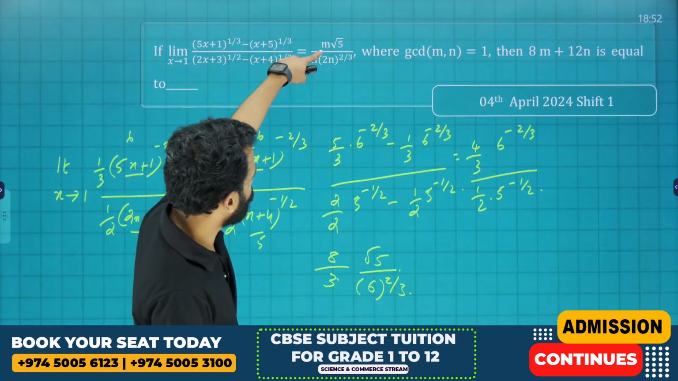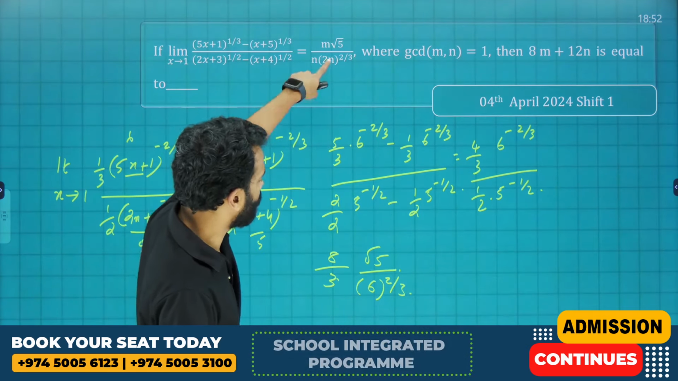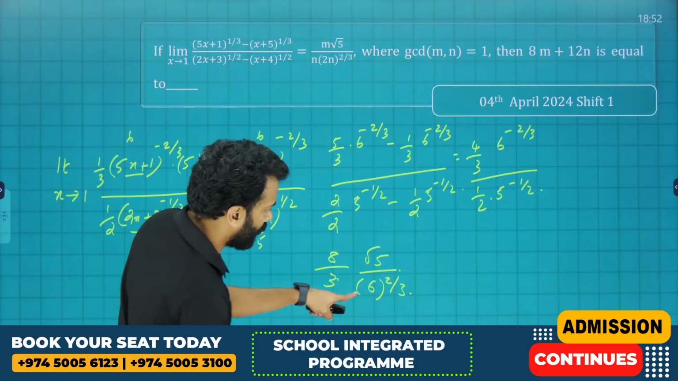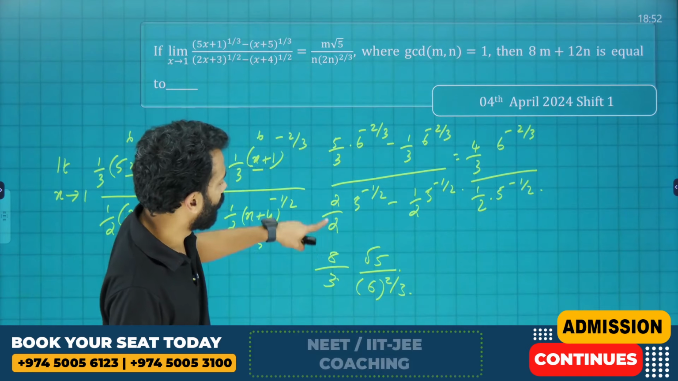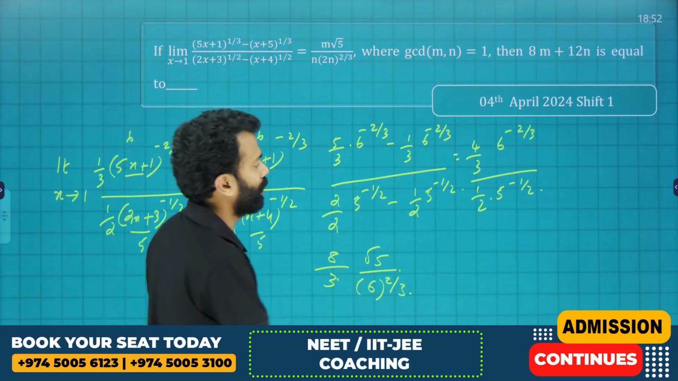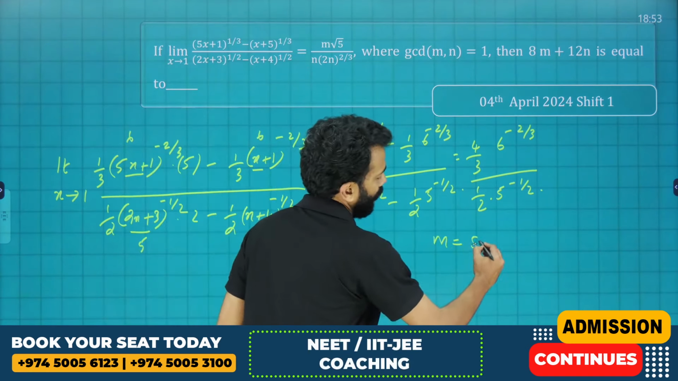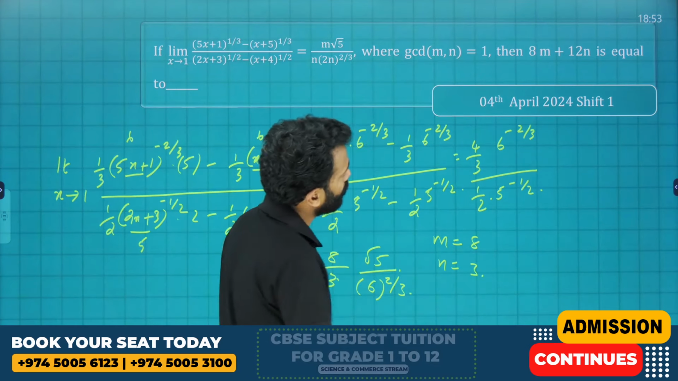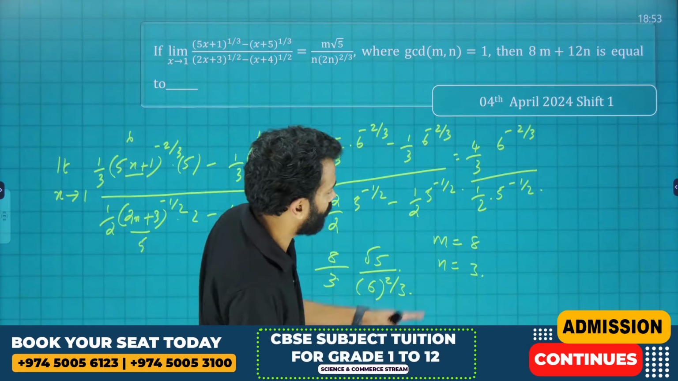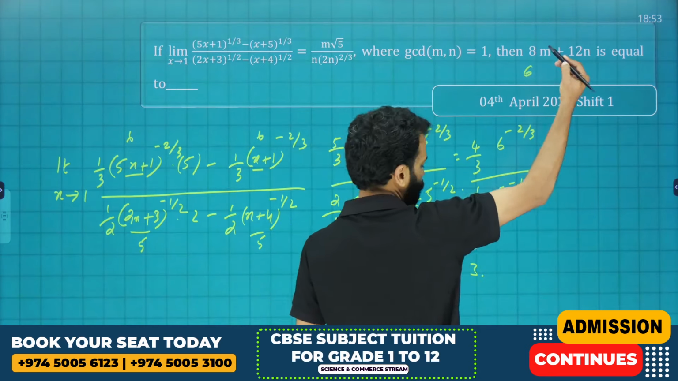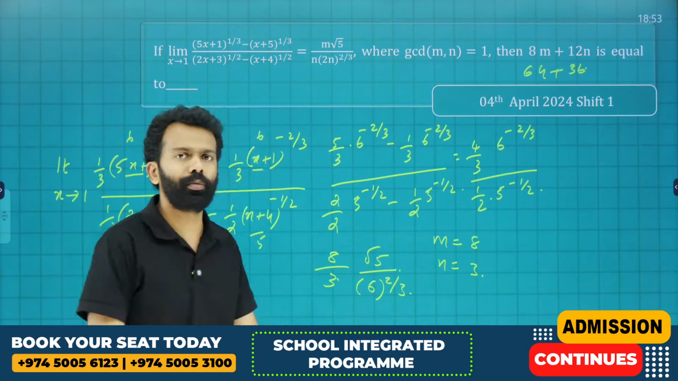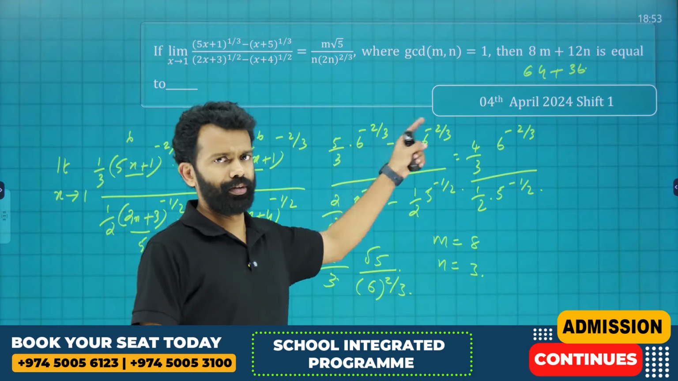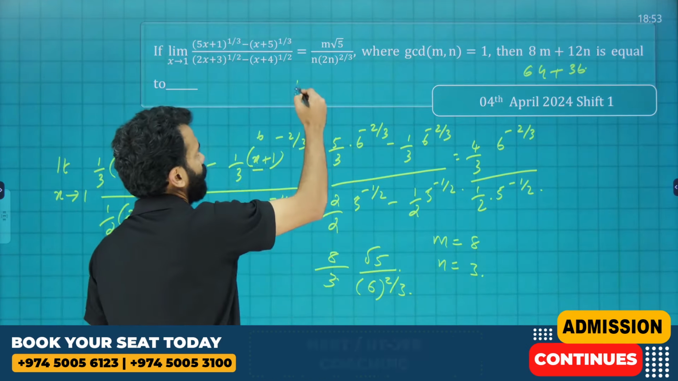Okay, so m root 5 divided by n into 2n raised to 2 by 3. That is, this 6 can be written as 2 into 3, right? Therefore, n is equal to what? 3, and m is equal to what? 8. By comparing here, therefore, m is equal to 8 and n is equal to 3. Therefore, 8m plus 12n, right? 8m will be 64 and what will be 12n? 12n will be 36 and what is 64 plus 36? 100. Okay, so the answer for this one is 100.